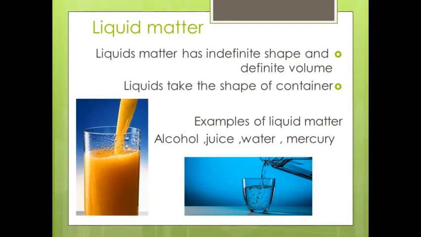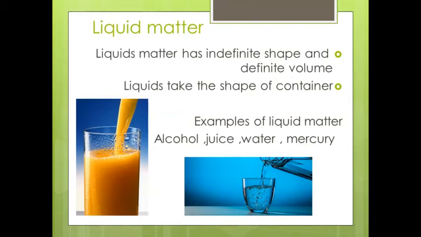What about liquid matter? Liquid matter has indefinite shape and definite volume. Indefinite is the opposite of definite. Indefinite means not specific. Liquid matter has an indefinite shape and a definite volume, meaning the liquid state has a non-specific shape and a specific volume. Why? When we ask you to explain why liquid matter has an indefinite shape and definite volume, you can answer: because the liquid takes the shape of its container. Container means a vessel.